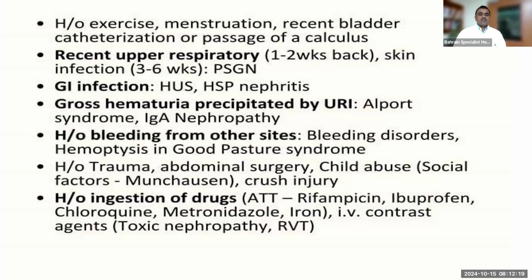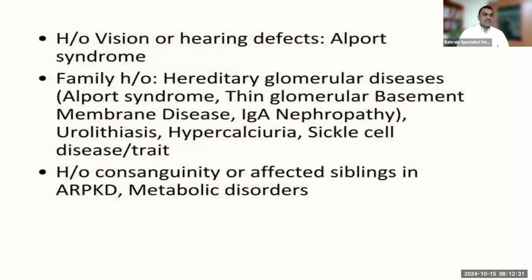History of bleeding from other sites, bleeding disorders. History of ingestion of drugs like rifampicin, which can cause red-colored urine, Brufen, chloroquine, metronidazole, IV contrast agents, and cyclophosphamide. History of vision or hearing defects, you have to think of Alport syndrome. Family history will be positive in hereditary glomerular diseases like Alport syndrome or thin glomerular basement membrane disease, IgA nephropathy, urolithiasis, hypercalciuria, and sickle cell disease. History of consanguinity or affected siblings is positive in autosomal recessive polycystic kidney disease or metabolic disorders.